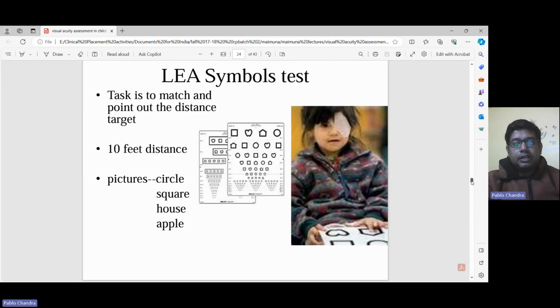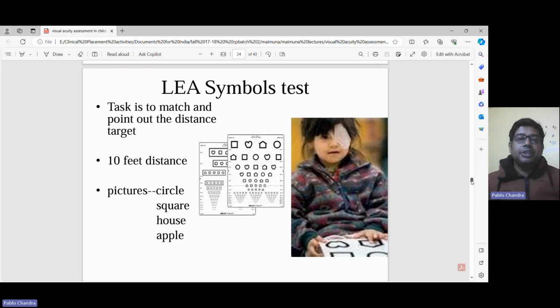In the Lea symbol test, the task is to match and point out the distance target. At 10 feet distance, we need to check pictures: circle, square, house and apple. We have different types of symbols, and we normally put a patch over one eye. We have a card in front of the patient, where the patient sees a similar mark, and you just mark which one the patient can see. If the patient can see that, then we can say that it is there.